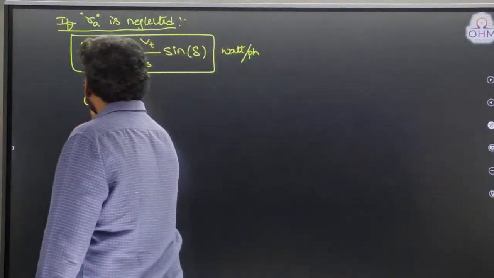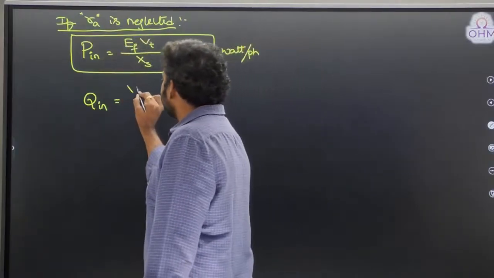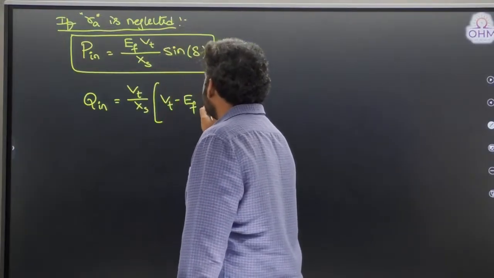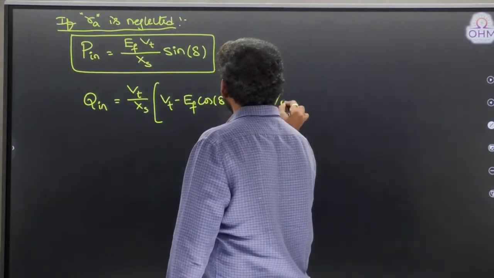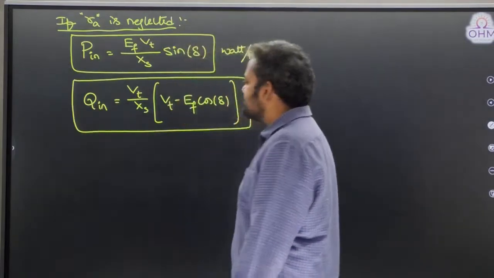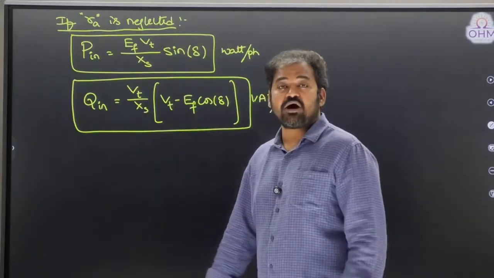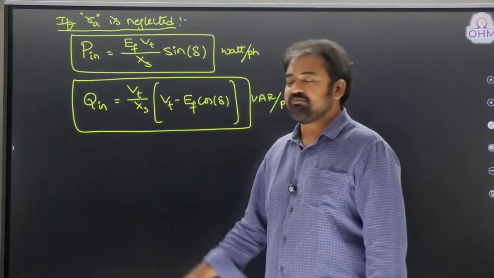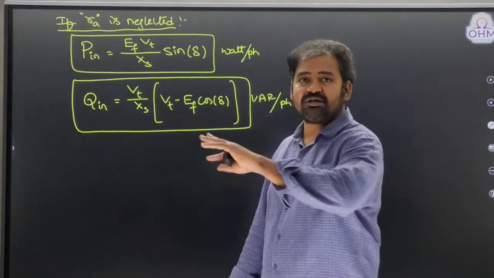Similarly, what is going to be the reactive power input if Ra is neglected? Yes, it will be Vt by Xs into Vt minus Ef cos delta. This is VAR per phase. So this is the reactive power input if armature resistance is neglected in a synchronous motor. What is the same formula in a synchronous generator? Output reactive power is Vt by Xs into Ef cos delta minus Vt, but here it is Vt by Xs into Vt minus Ef cos delta. So the formula slightly changed.